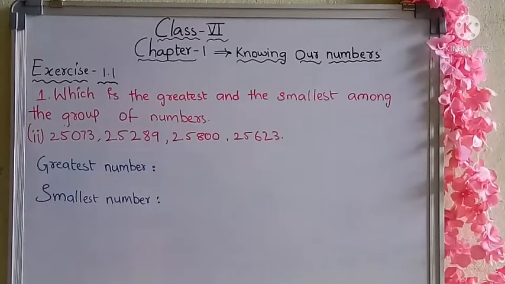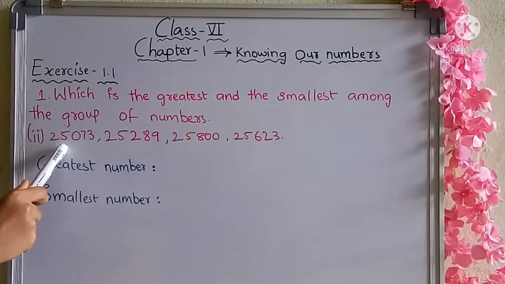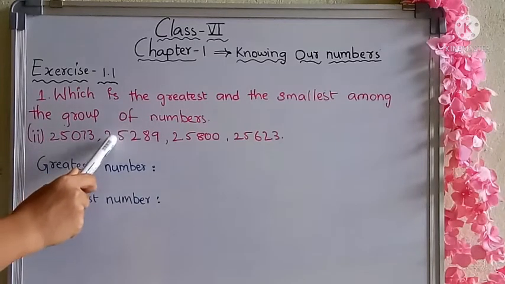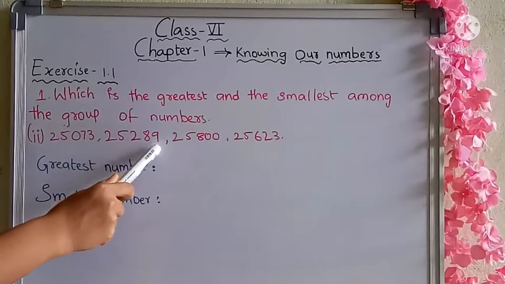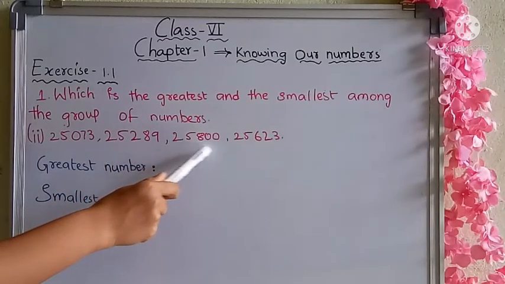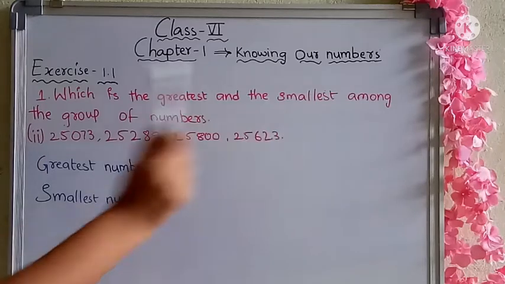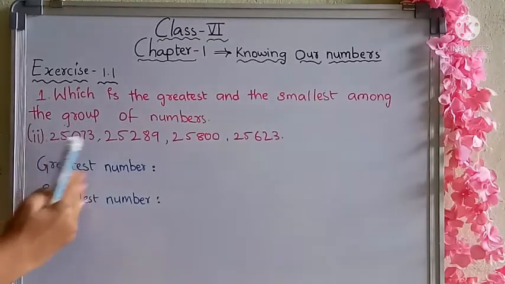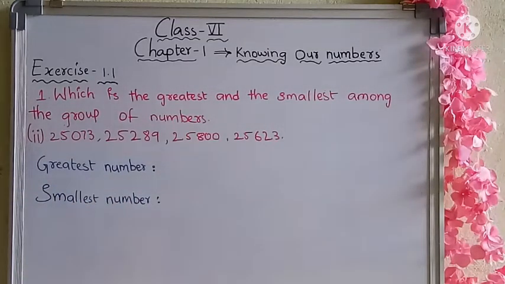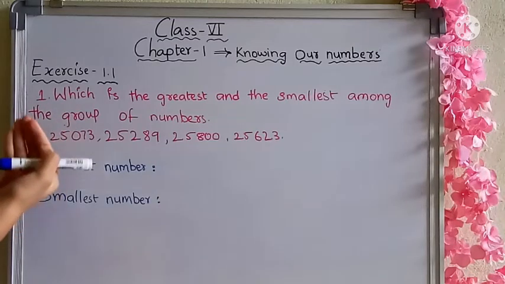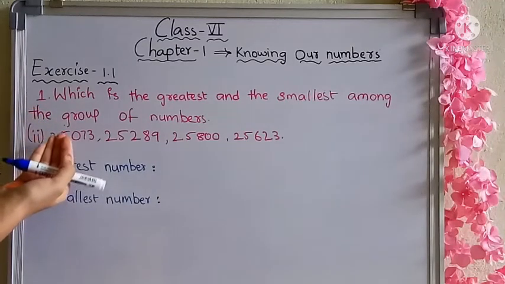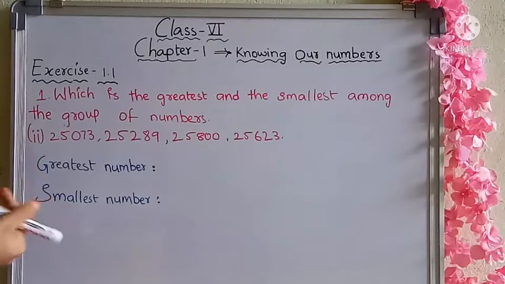From the first question, the second group of numbers is 25,073, 25,289, 25,800, 25,623. So from this we have to find which is the greatest and the smallest number. So here, now also we have to start from the 10,000s place.